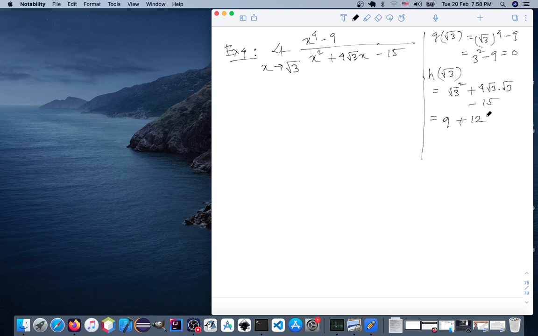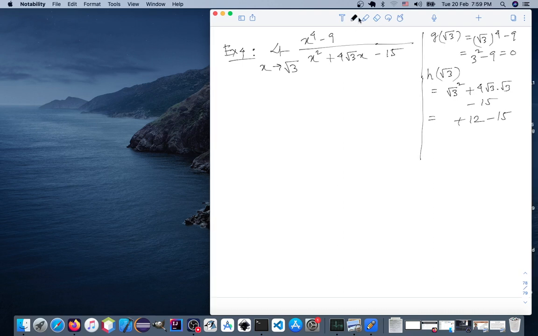Is this square? 5, this root 3, 3 minus 15, this will be 3, so equals 0. So x minus root 3 will be a factor of both g and h. Let's factorize and proceed further.